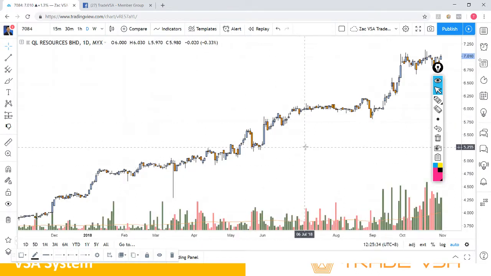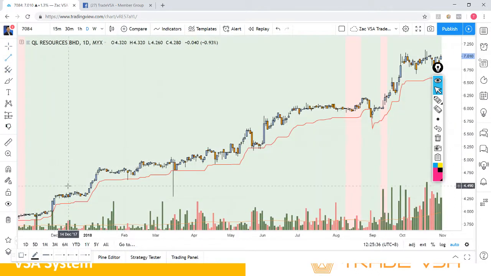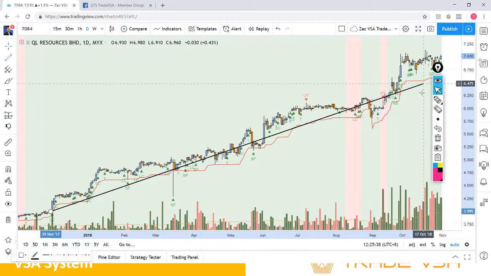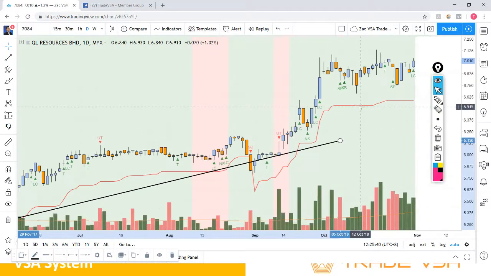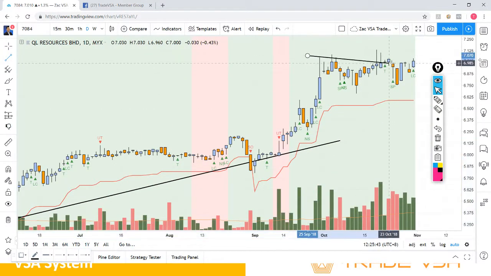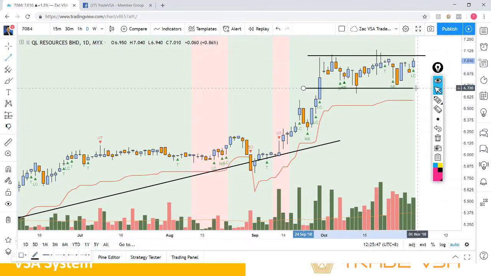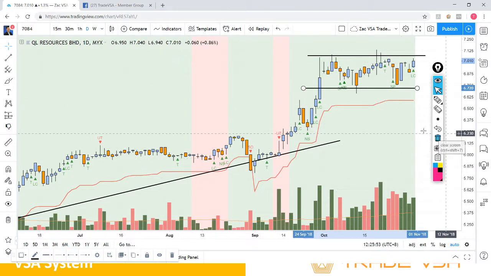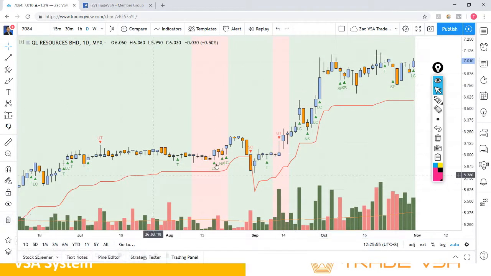Okay, this is QR Resources, still on a very nice uptrend, and now we have the accumulations, right? Moving sideways, prices moving sideways. But what I want you to focus on is this bar.